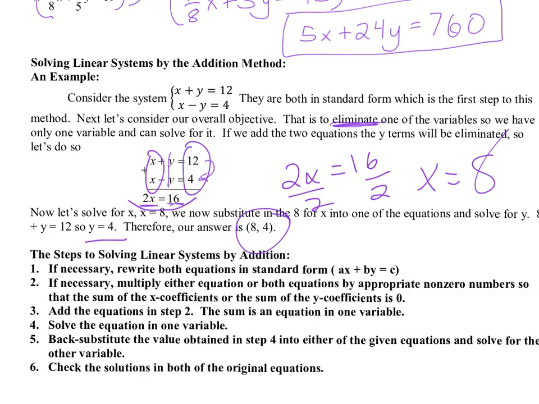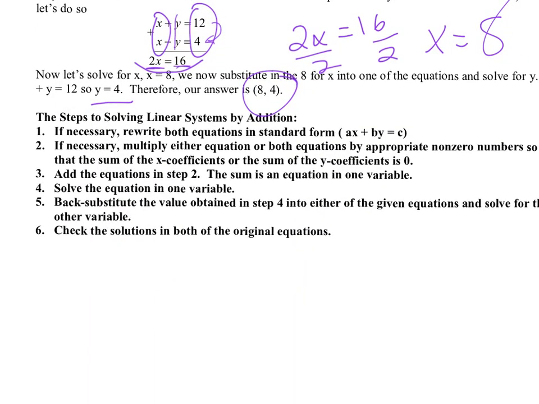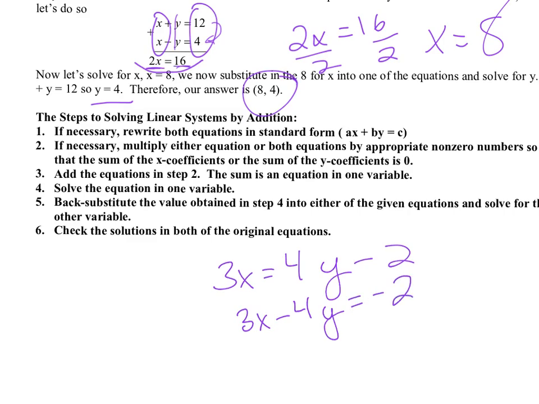Now, that's the process. Here are the actual steps. Number one, if necessary, rewrite both equations in standard form, because every once in a while you'll get an equation that looks something like this, and we can't line these up properly. So we have to get that 4y on the other side. We rewrite it as something like that. We've moved that 4y to the other side, and now it's in the proper form.